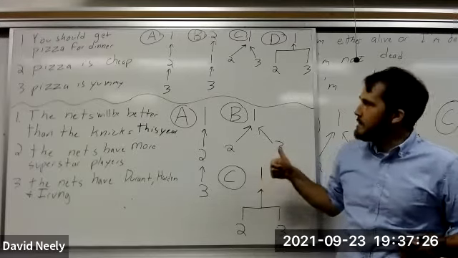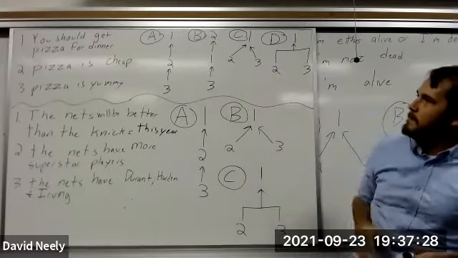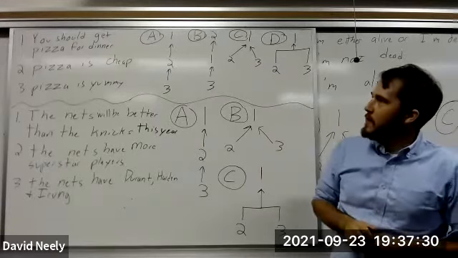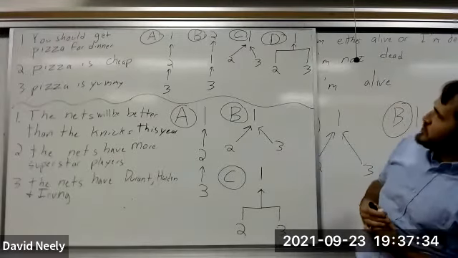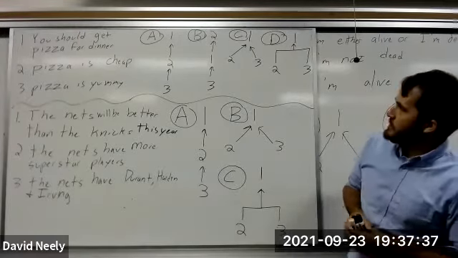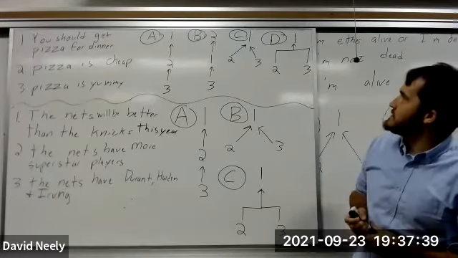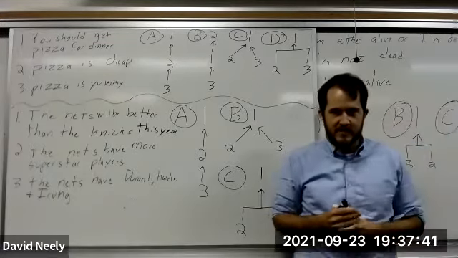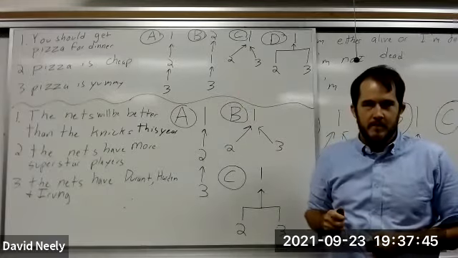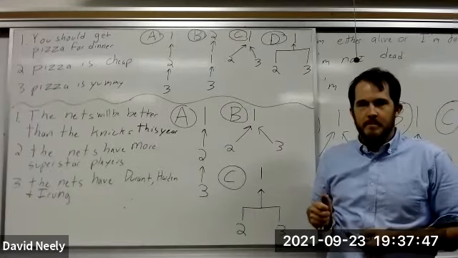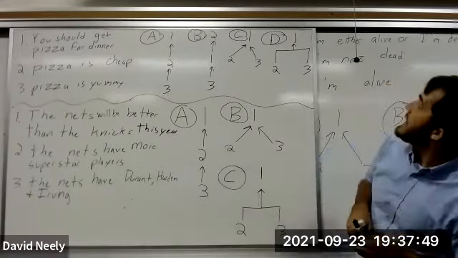Yeah. All right. This one up here, we have you should get pizza for dinner. Pizza is cheap, pizza is yummy. Which of these 4 potential argument structures, A, B, C, or D, is the correct answer? Which of these corresponds to the pizza argument? Would it be C? It would be C.